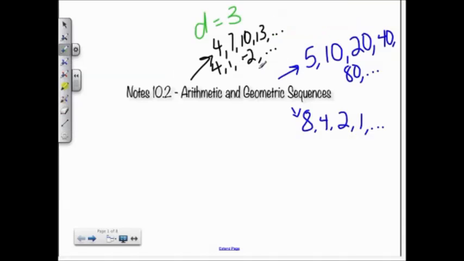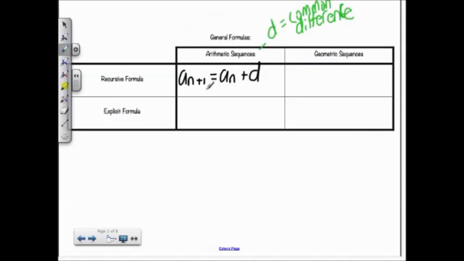So again, this should make sense to you because I'm just taking it and I'm adding whatever the difference is. Hopefully you're okay with that. In this example, my d value would be negative 3 because I'm going down by 3. Okay? So each term is 3 less than the term before it. That's what this sequence would be saying if you were to plug it in. All right?